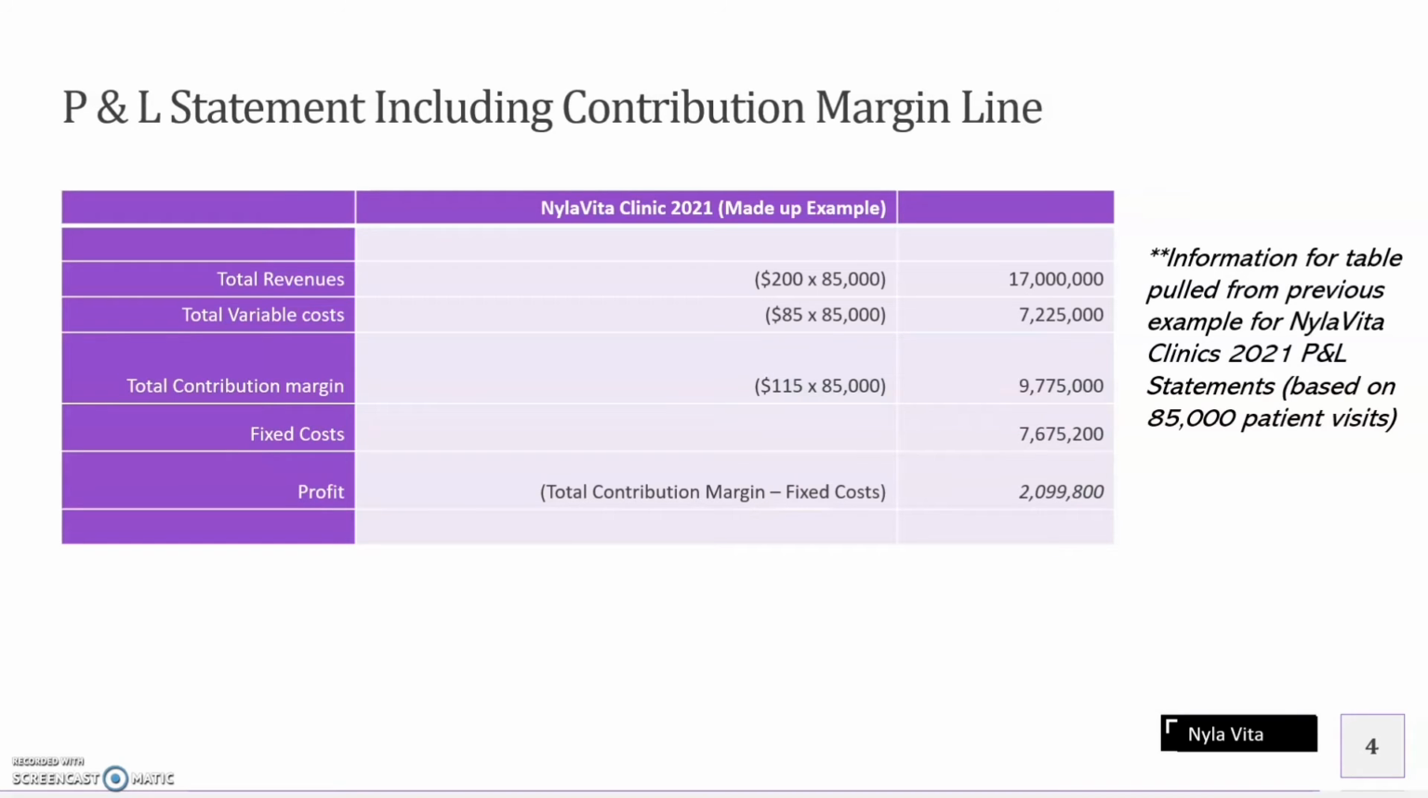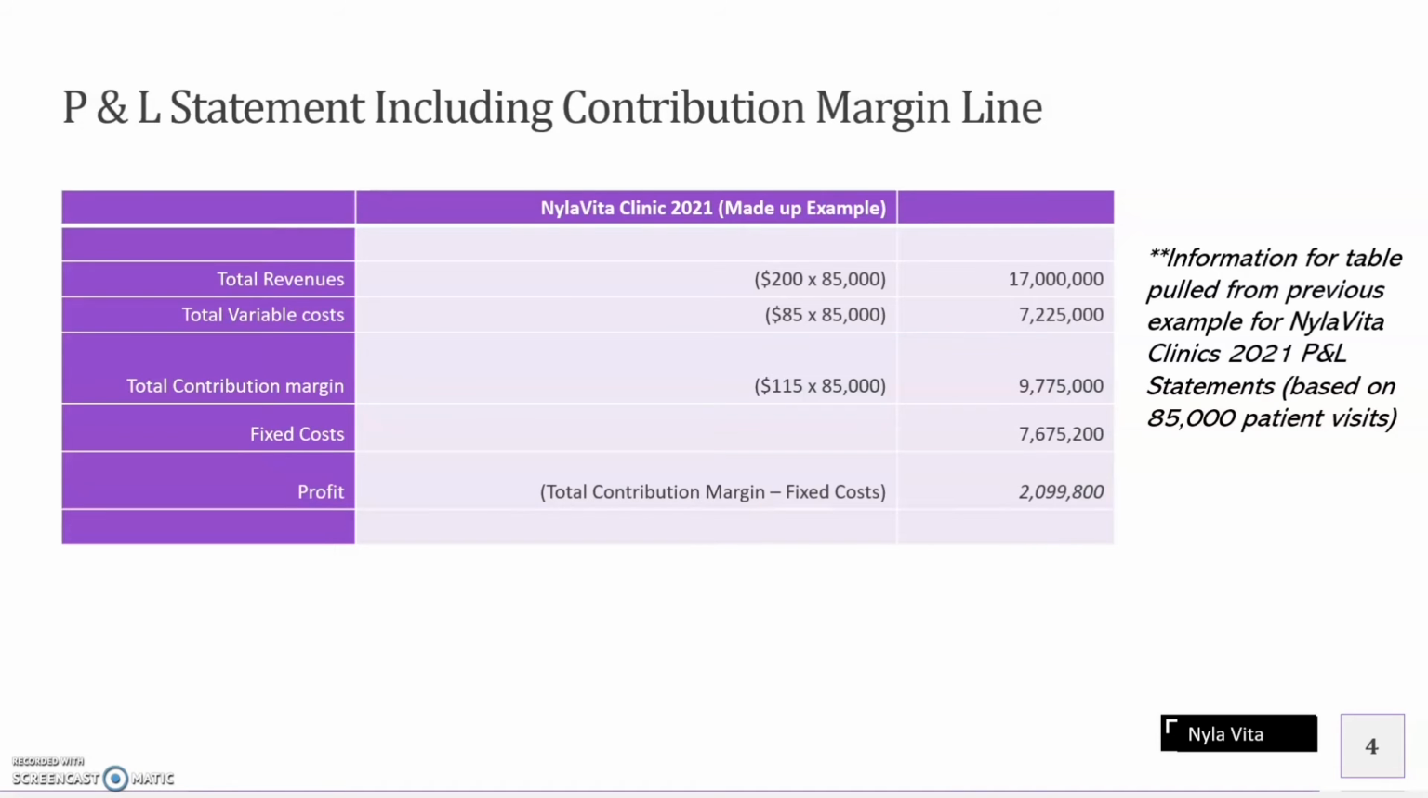Now here is an example of a P&L statement that includes the contribution margin line. And this is for Nyla Vita Clinic 2021. Nyla Vita Clinic is something that I made up. This is not a real facility or anything. This is just for an example.